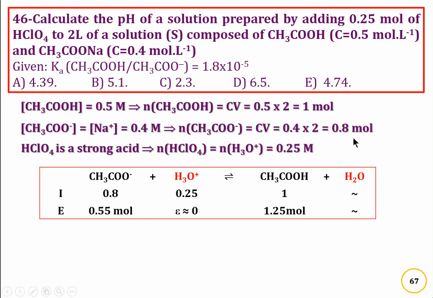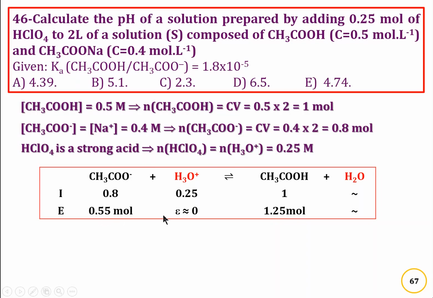The initial number of moles of acetate equals 0.8 mole. H3O+ is 0.25 mole. And from the beginning, we have acetic acid, 1 mole. So the reaction will proceed till equilibrium, at t equal infinity. H3O+ is limiting, so we have 0.8 minus 0.25, which is 0.55 mole of acetate, and 1 plus 0.25, so 1.25 mole of acetic acid.